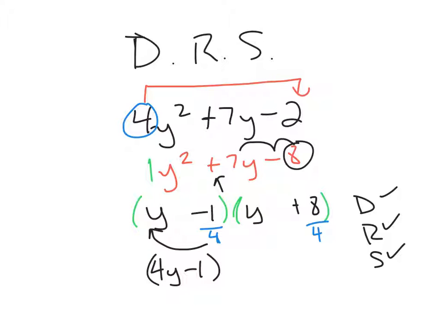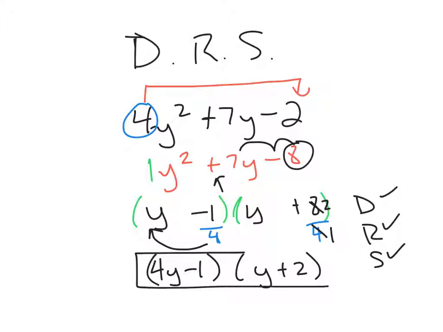This 8 over 4 reduces down to 2 over 1, which reduces down to 2, so I can just simply write this as y plus 2. And this is the exact same thing as the previous one. And therefore, you have two methods that you can use now.